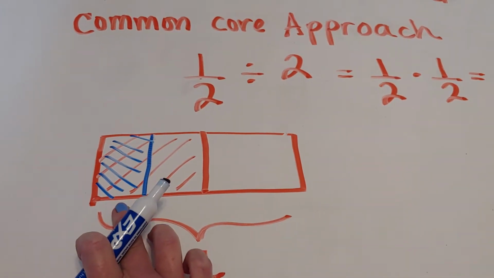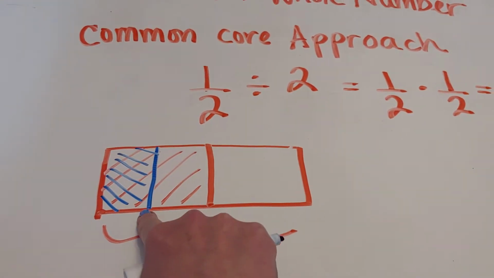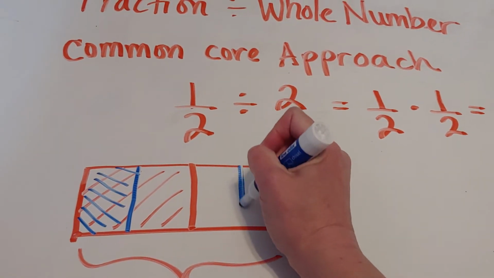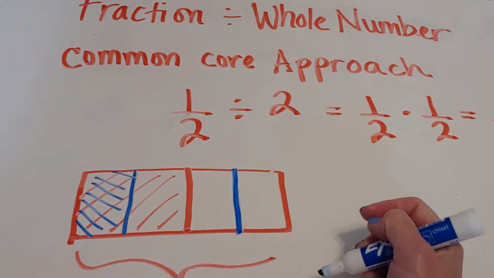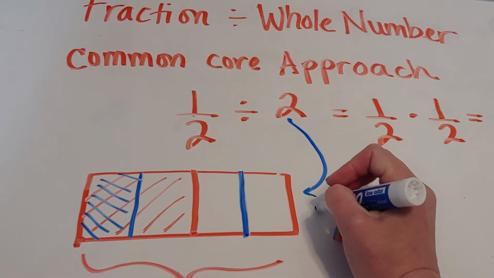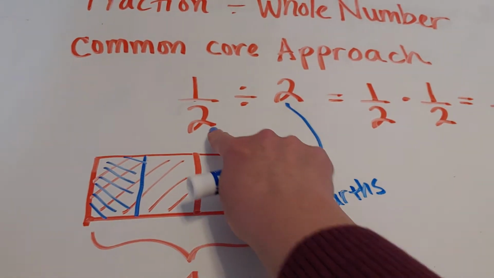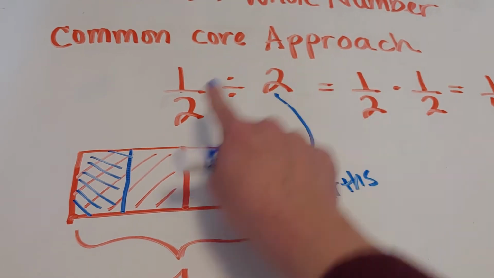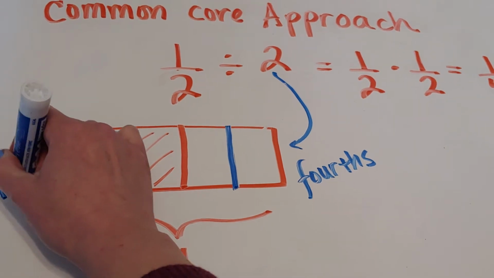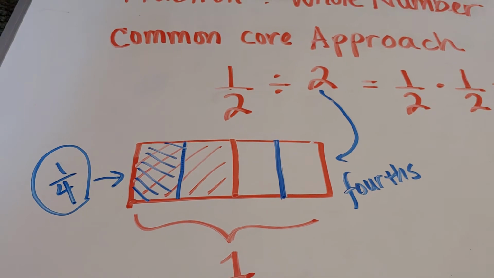But what size is this when I think about it as the whole picture? Well, when I take this block and cut it in half, I need to take this block and cut it in half. So what's really happening is that I'm making it into fourths. So a half divided by 2 is really saying that I'm going to have 1/4.